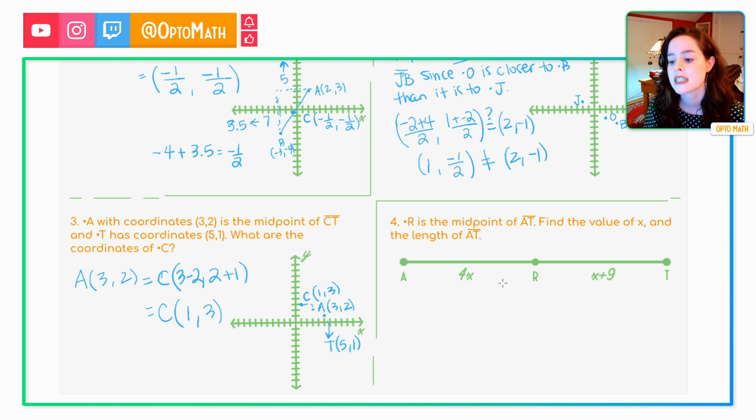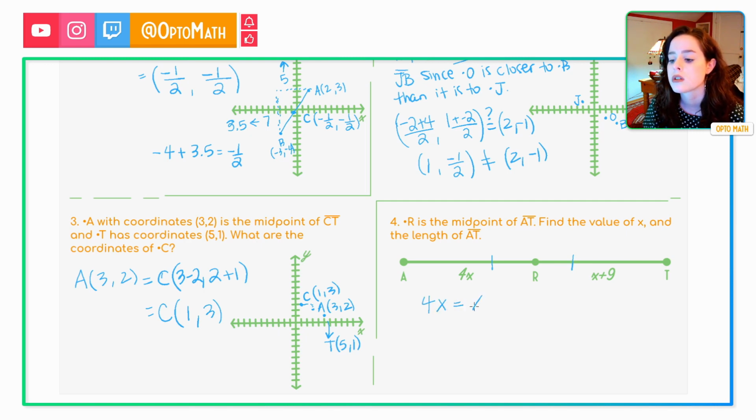And number 4, this is a Euclidean representation of midpoint. So point R is the midpoint of segment AT. Find the value of x and the length of AT. Okay, so we know that if R is the midpoint, then AR is congruent to RT because it splits it in equal pieces. They're both halves of AT. Similar to thinking of a segment bisector, because remember, segment bisectors have to pass through the midpoint of the segment. So we can set these two expressions equal to each other.